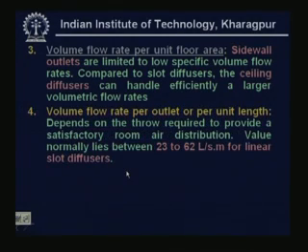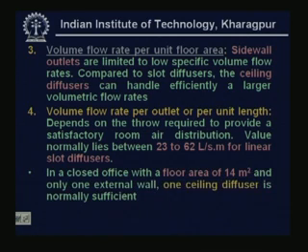Next important criteria is the volume flow rate per outlet or per unit length. This depends upon the throw required to provide a satisfactory room air distribution. Okay. And this value normally lies between 23 to 62 liter per second per meter for linear slot diffusers. So, if you know the total volumetric flow rate, you can calculate what is the length of the slot diffuser required, because you know the volumetric flow rate per unit length.